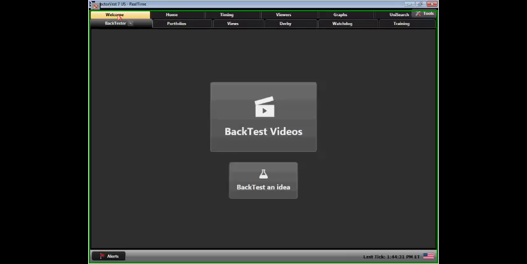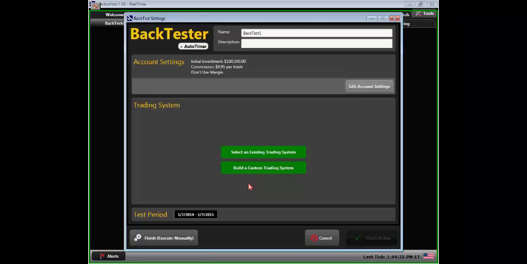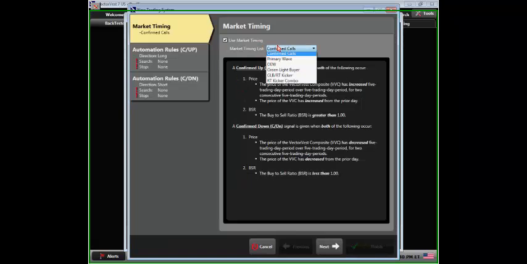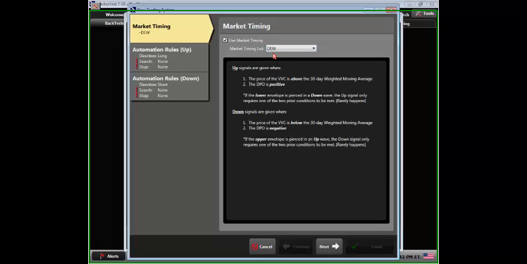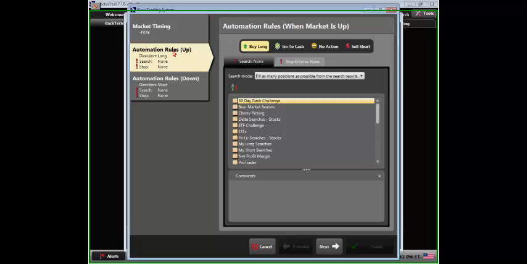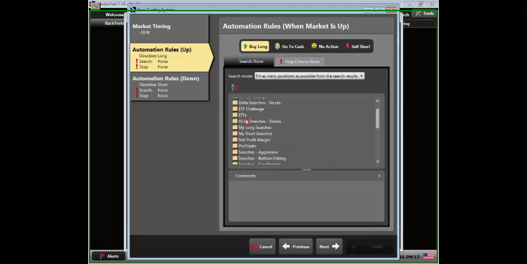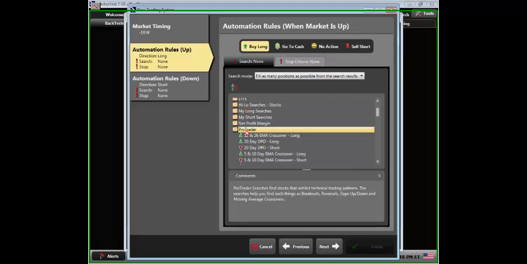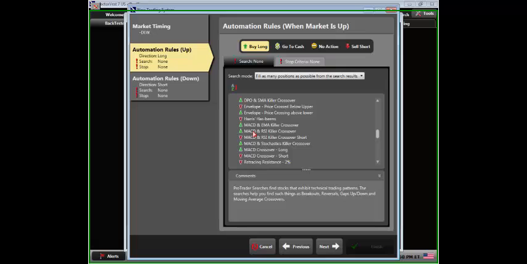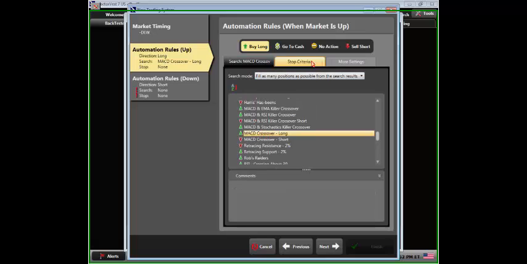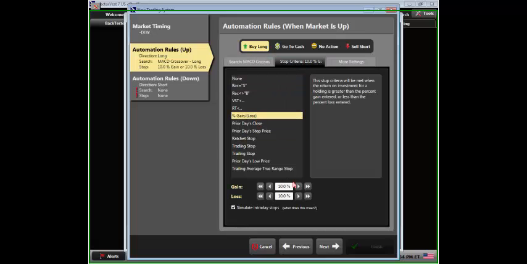So let's take a look at how to do this. We have a feature in VectorVest called the back tester, and I just want to back test this idea of using MACD as our signal. I'm going to build a trading system, and I'm going to use those DEW signals. And when a signal to get in the market comes, I want to use that MACD search. Where are you, MACD? There we go. And here's a stop criteria you can use: 20% gain, 10% loss. Pretty simple, right?